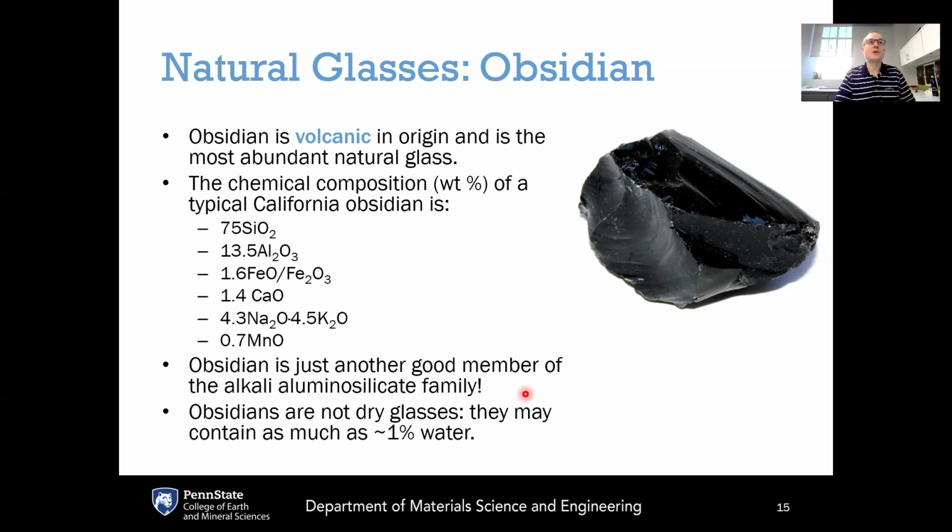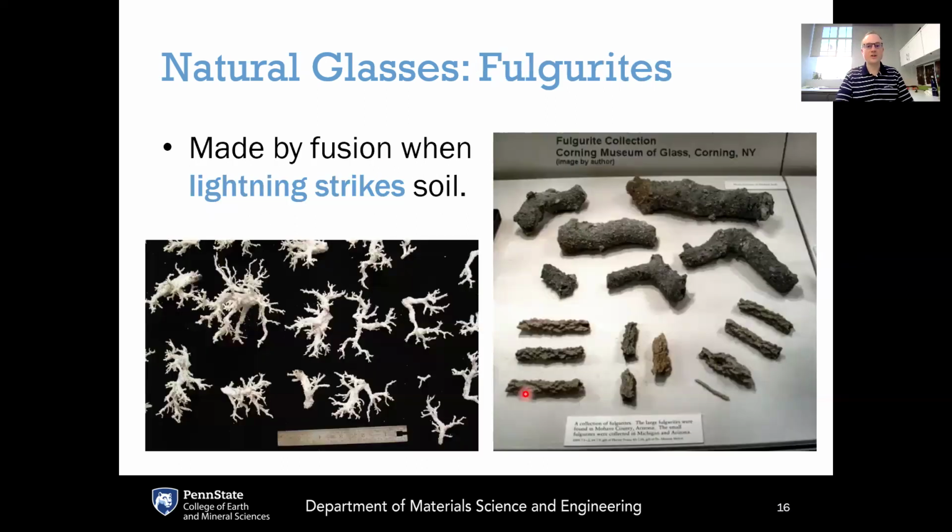Obsidian has been used for a long time because of its high hardness, high strength. It can be made into sharp objects for use as tools. It's actually a very interesting natural material.